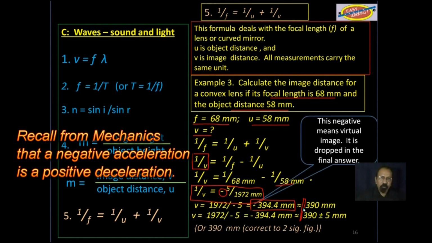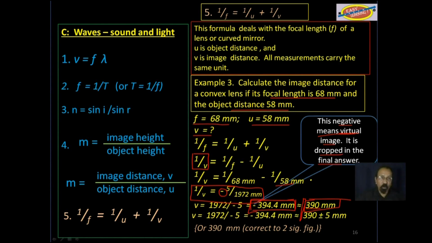Notice though that we have dropped the negative here. So let me explain that. This negative means that the image is virtual. It is dropped in the final answer. So we calculated that the image distance is negative 394.4 millimeters, which really means a virtual image of positive 390 rounded off to two significant figures.